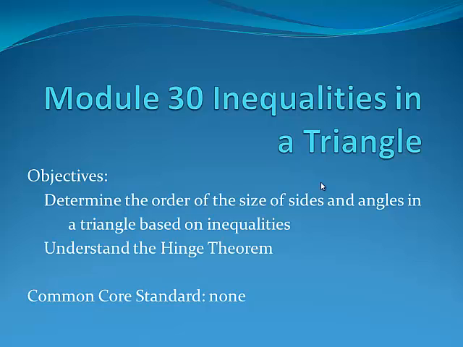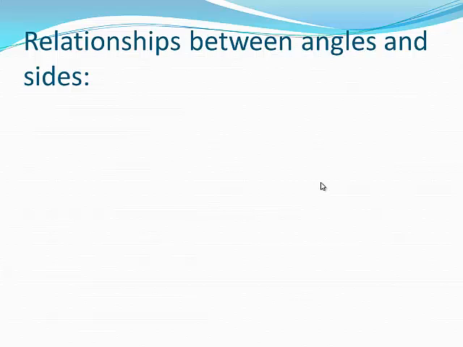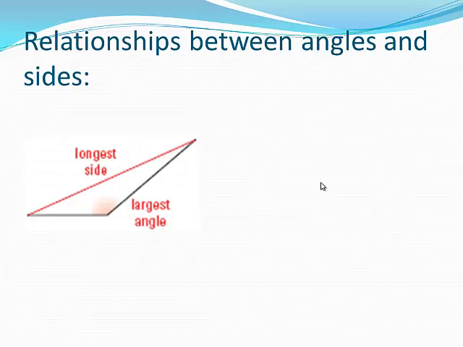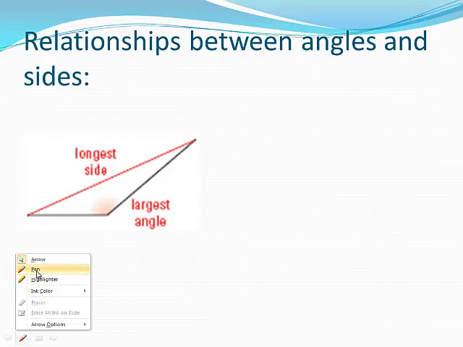This is module 30, Inequalities in a Triangle. One of the things that is evident is there is a certain relationship between the angles and the sides of a triangle. They are actually interconnected. If you take the longest side of the triangle, it will always be opposite the largest angle in a triangle.